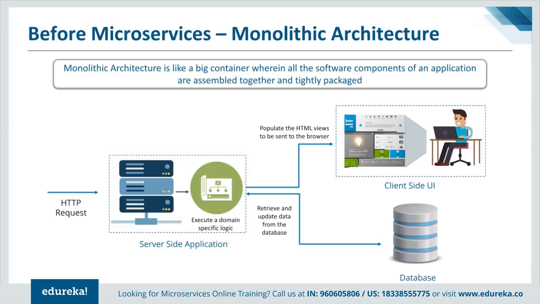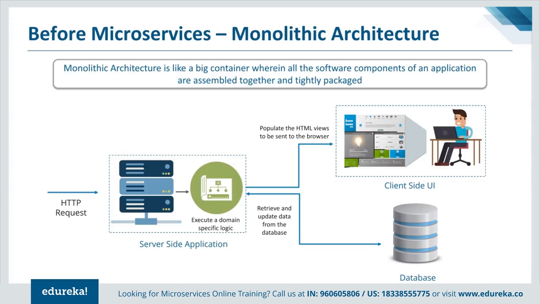Think of it as a big container wherein all the software components of an application are assembled together and tightly packaged, right? In the example in front of your screen, there's a server-side application which executes a domain-specific logic. It will retrieve and update data from the database and at the same time populate the HTML views to be sent to the browser. So it is basically a big container, not divided into small services or small components. Even these components are pretty tightly coupled, right?